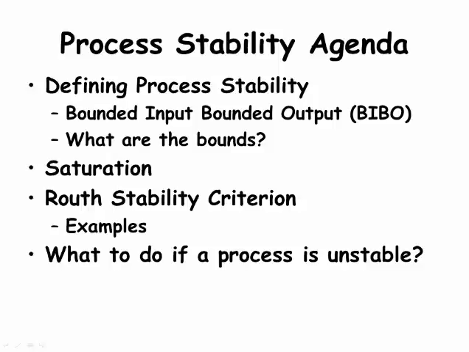We will talk about output bounds in terms of saturation. Then I will go over some examples showing how to use the Routh stability criterion to assess process stability. Finally, you should begin to think about what you might do if you find that a process is unstable. How do you take an unstable process and make it stable?